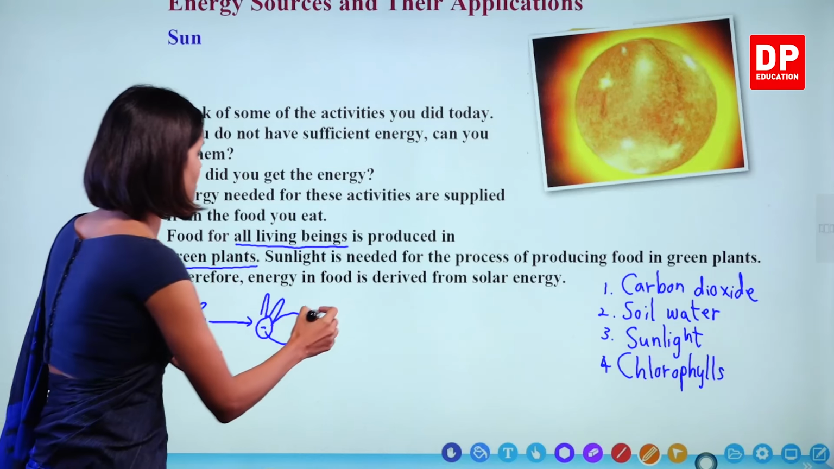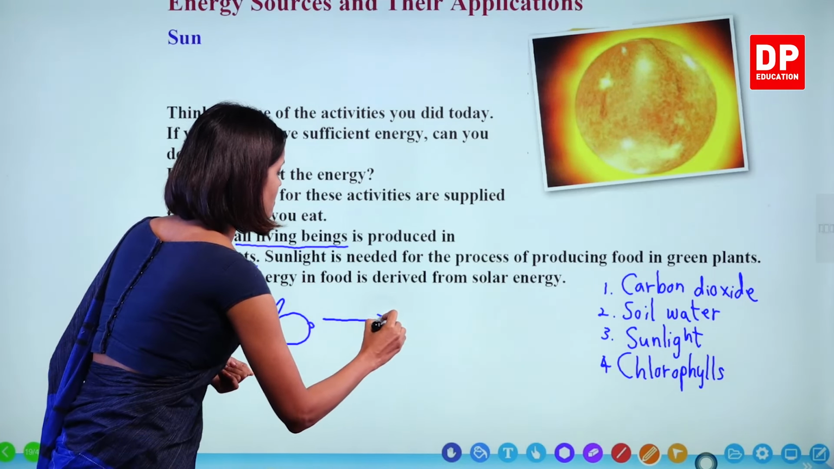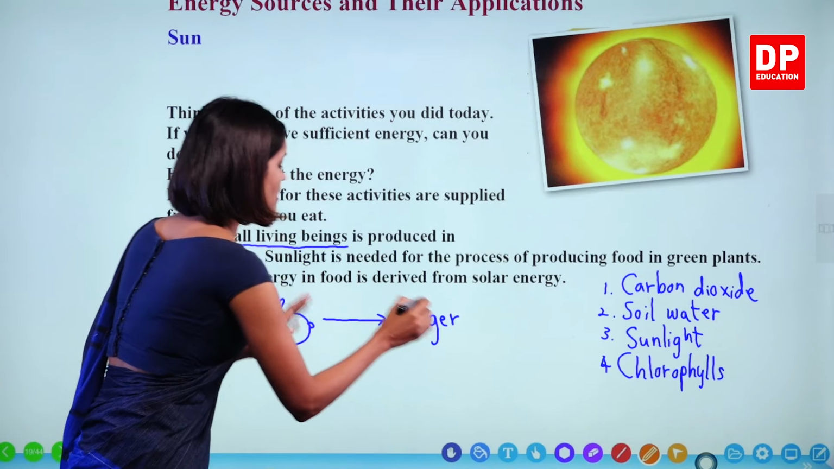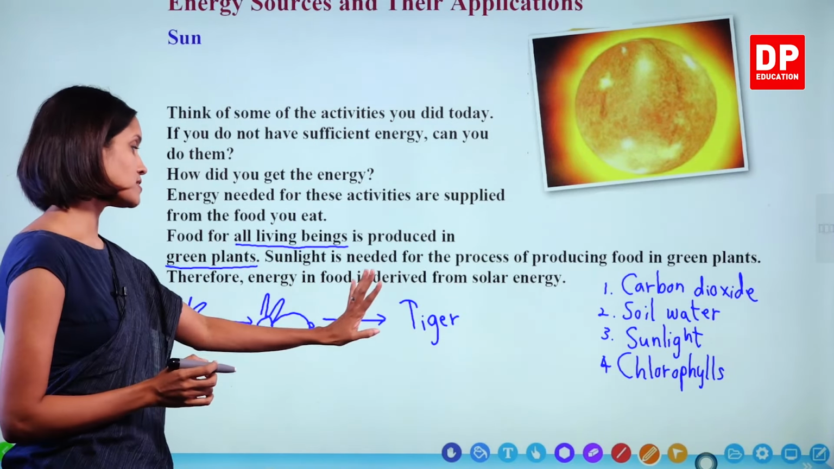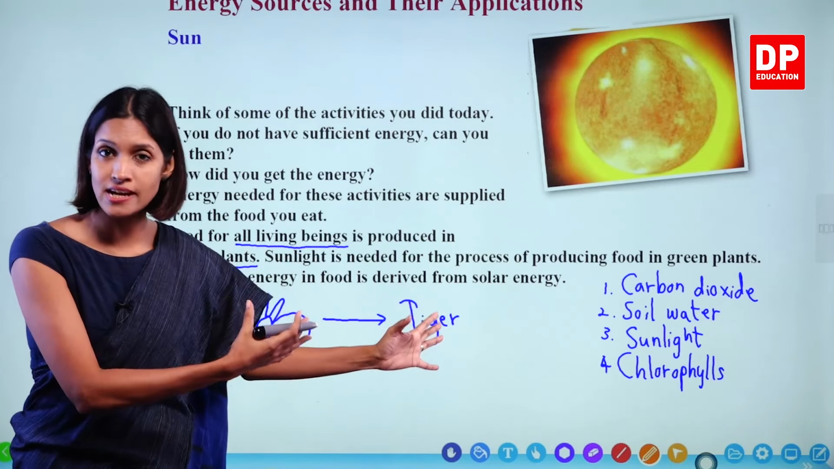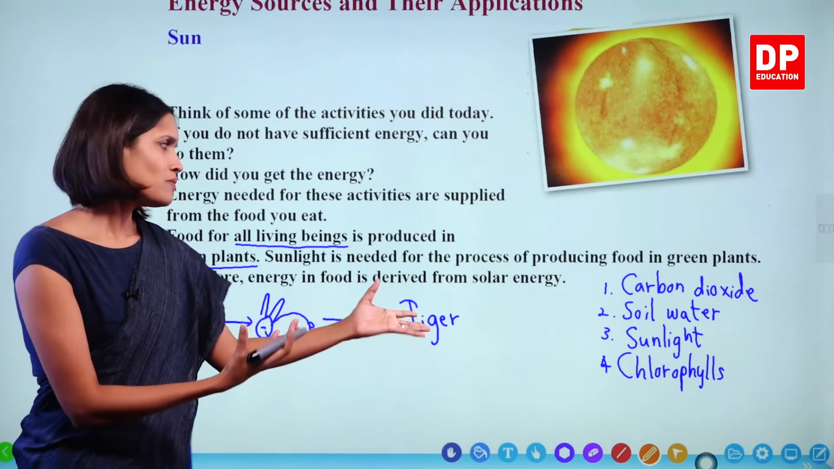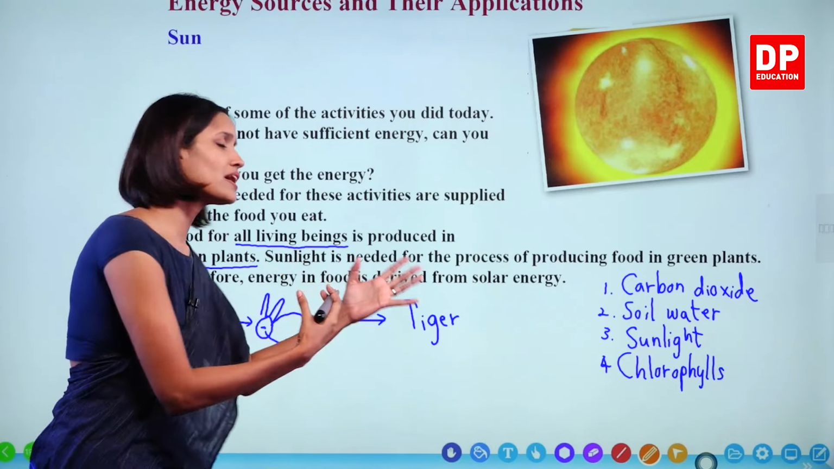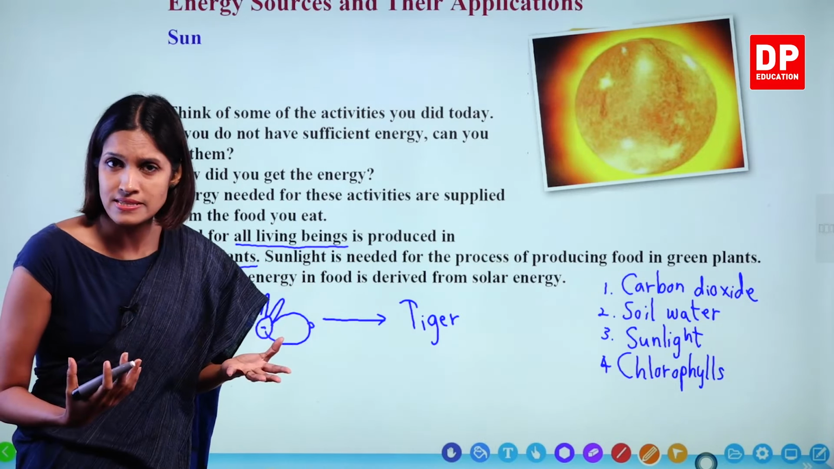Let's say another carnivore like a tiger. Right, let's say a tiger eats this rabbit. Then what happens? The energy present in the rabbit goes into the tiger. Okay, but how come the tiger doesn't eat green plants? So how come the tiger depends on green plants then?